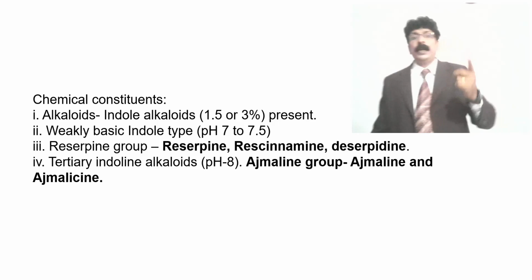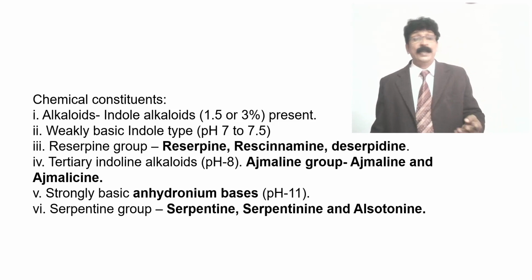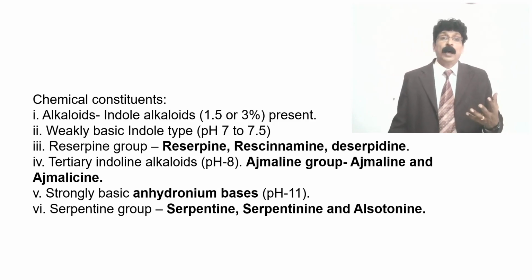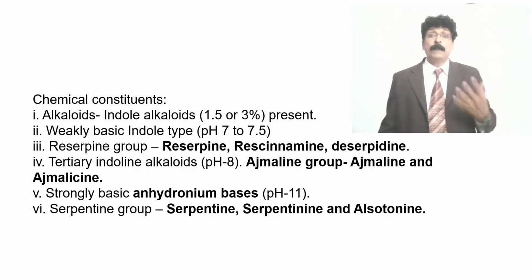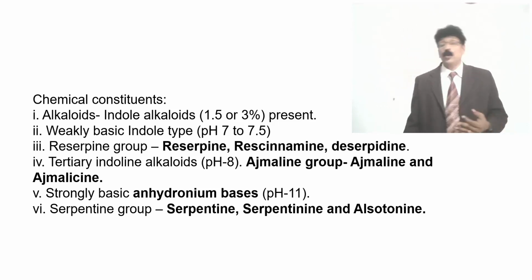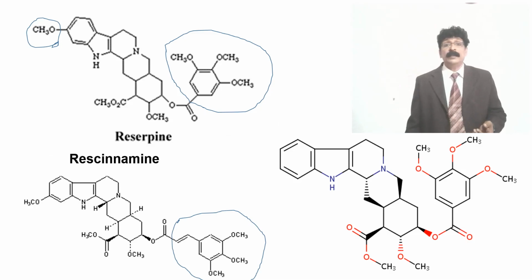Tri-indolin alkaloids, pH 8, ajmalin group: ajmalin and ajmalisin. Strong basic anhydronium bases in pH 11, basic pH, strong, and serpentine group: serpentinin and alsotonin. This is the structure of reserpine and racemine.